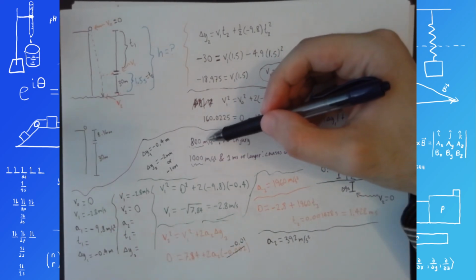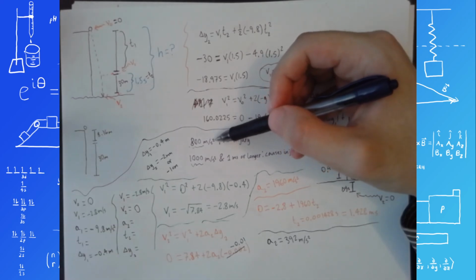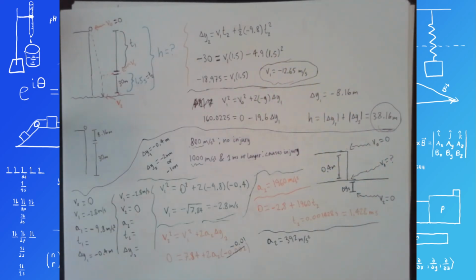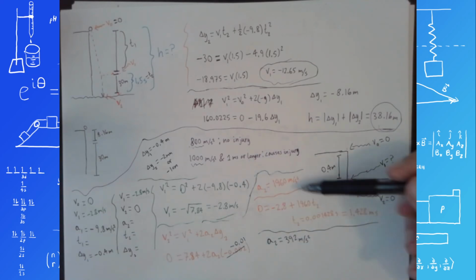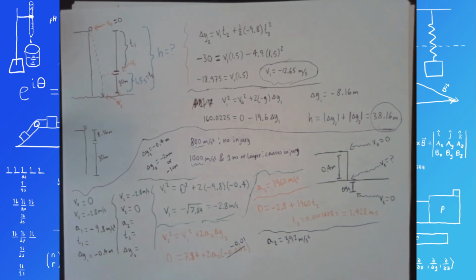And they told us that an acceleration of 800 meters per second squared or less will cause no long-term injury, so we're done. We don't have to calculate the time like we did for the 1960 because the acceleration is not big enough to cause injury for any duration of time. All right, that takes care of our, what is that now? Our third kinematics example problem.